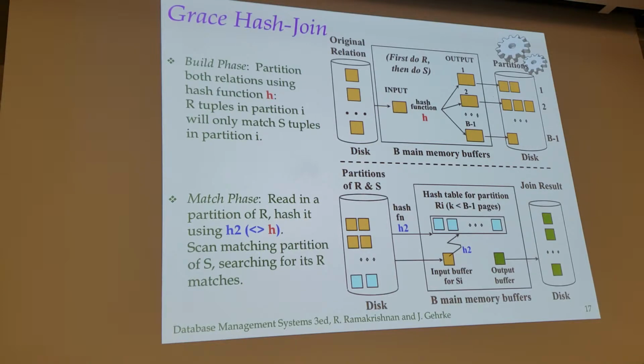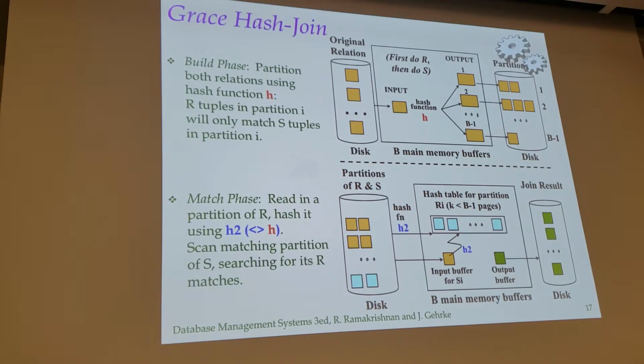So the build phase, I create my R's and S's using the exact same hash function h, because I know that there can only be matches when the hash functions agree. Hashing on the join column, because I'm only looking for matches.